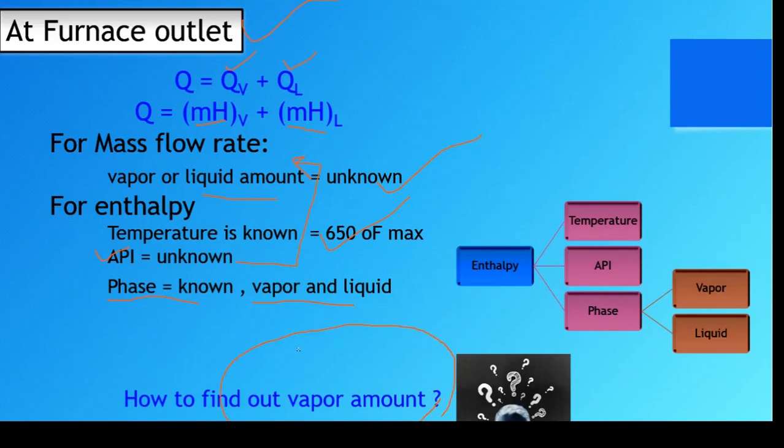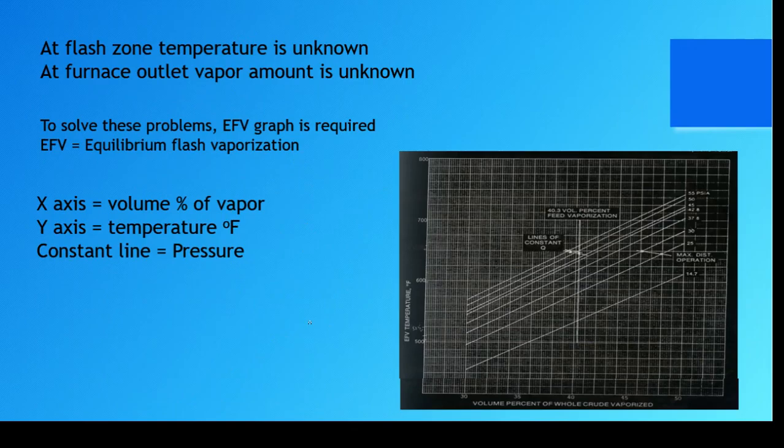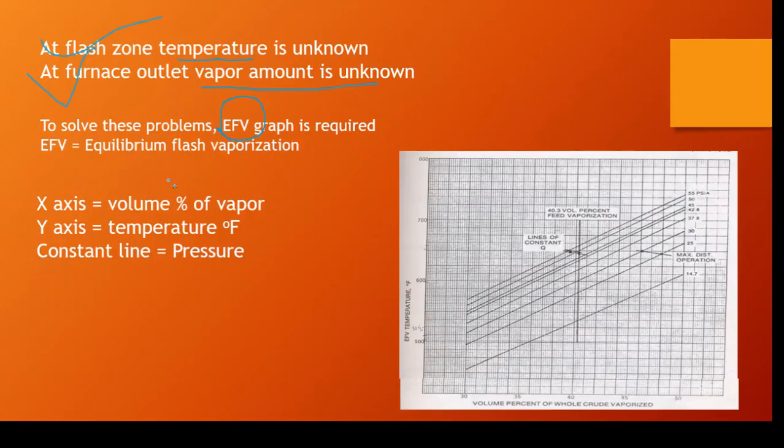If we can calculate these two values, the furnace outlet vapor amount and the flash zone inlet temperature, then we are able to find out the heat content. Now let us look at how we can do it. At the flash zone, temperature is unknown. At the furnace outlet, amount is unknown. To solve these problems, we have to use the EFV graph. Where is the EFV graph? This is the EFV graph. We are going to use the EFV graph.